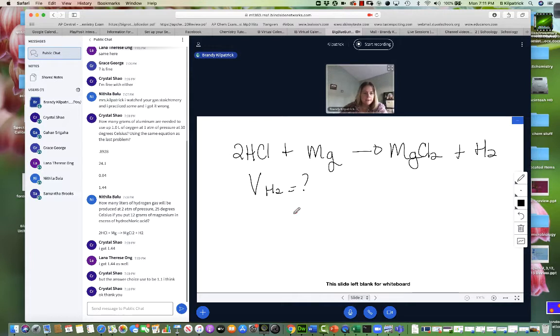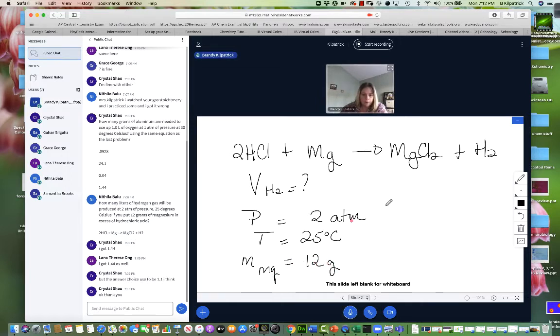And then it tells me that the pressure is 2 atmospheres. It tells me the temperature is 25 degrees Celsius. It also tells me that I have a mass, but of magnesium, okay, of 12 grams.